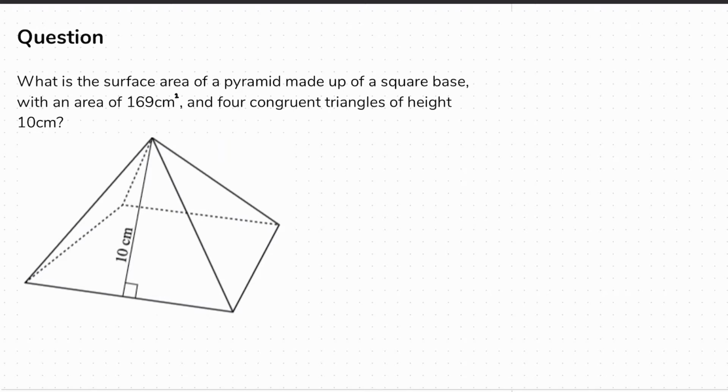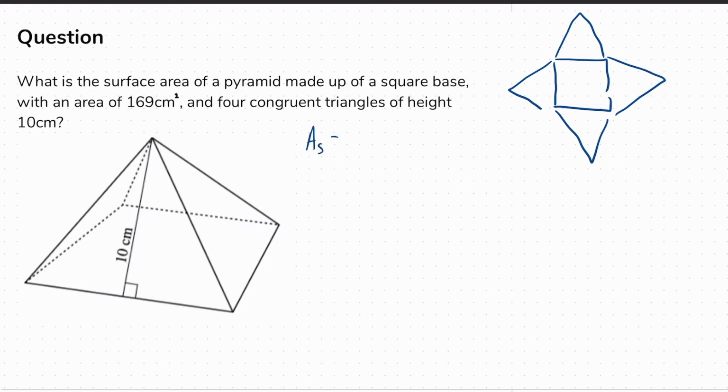Now, this pyramid here is a square-based pyramid. What that looks like if we were to draw the net down is something like this, where each of these triangles are the same. So trying to find the surface area of this is a matter of just adding up the four triangles and the square. And actually we already have the area of the square, right?